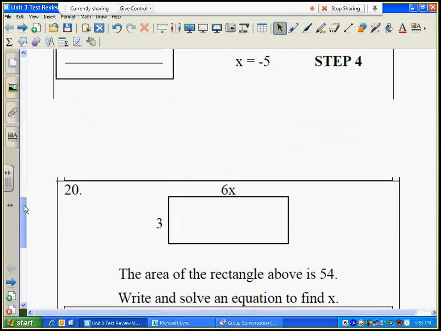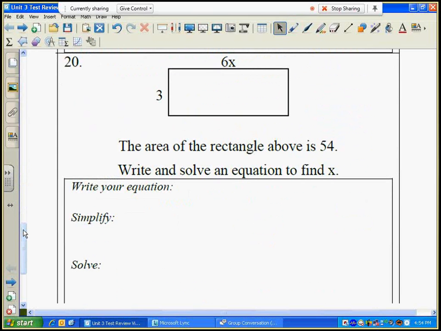Number 20, last problem on the review. Here it's asking me for my area. Remember that the area of a rectangle is base times height. So I'm just going to multiply the 3 and the 6x together. So I'm going to show that as such. And that's going to equal an area of 54.